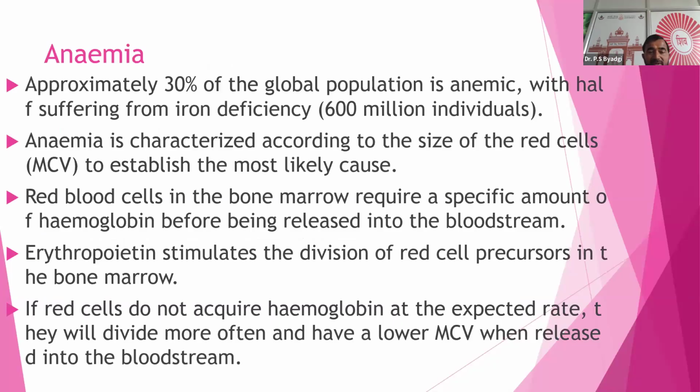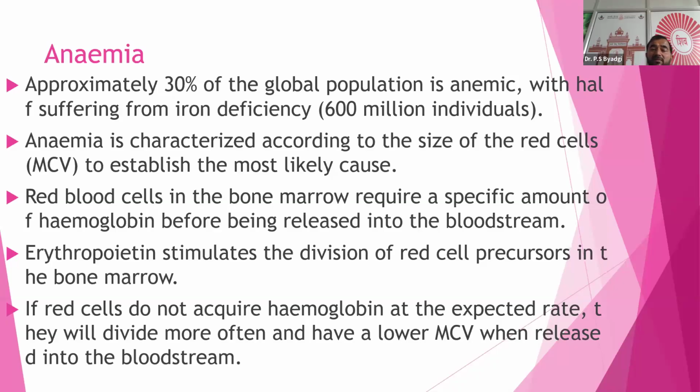Everybody is aware that this particular disease is characterized by the size of the red blood cell, because it's very important to diagnose the anemia depending on the size of the red cells, to establish what may be the probable etiological cause. So hypochromic is more likely an iron deficiency; macrocytic is more likely vitamin B12 deficiency or folate deficiency. That's why the size of the red cells is very important to understand.